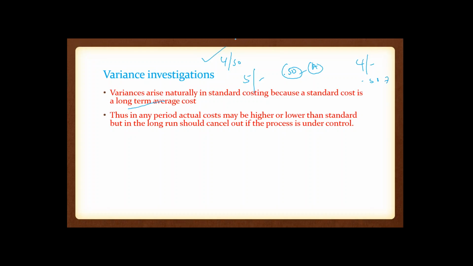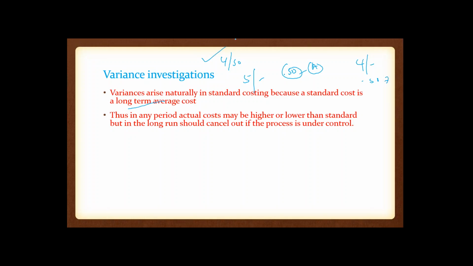But if the variances are going to happen continuously, one month after the other, all adverse, adverse, adverse, then something is wrong. One month adverse, second month favorable, third month adverse, fourth month favorable, it's all right. But if it is going to be continuously adverse, then something is wrong.